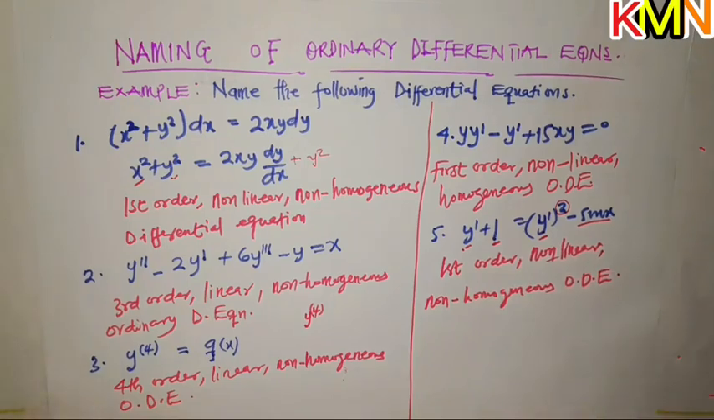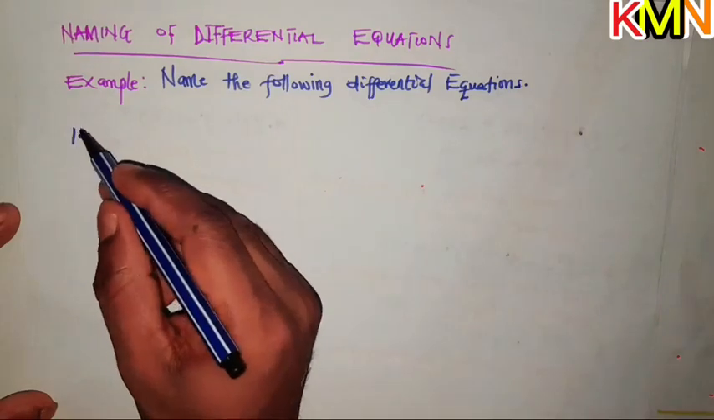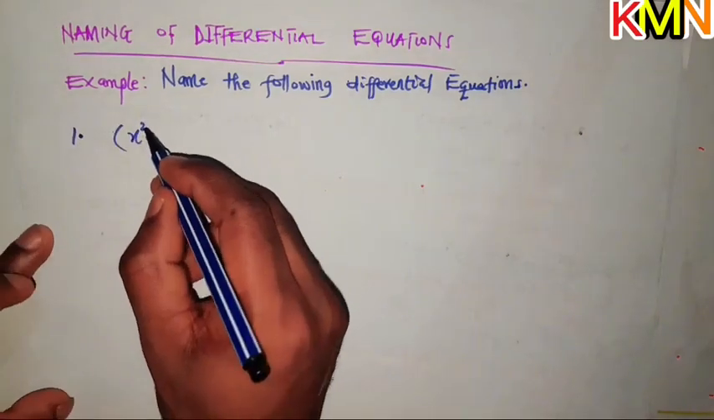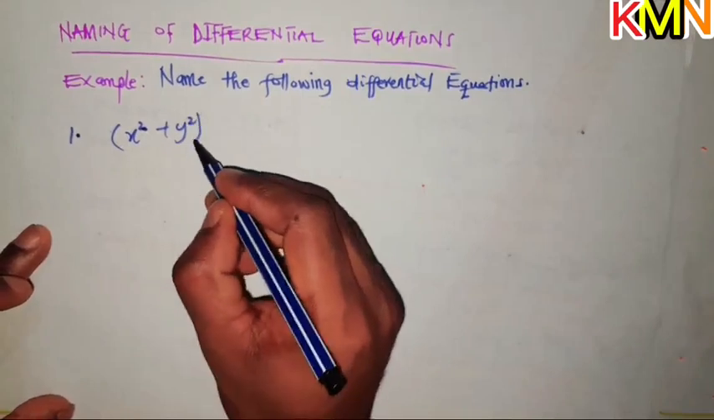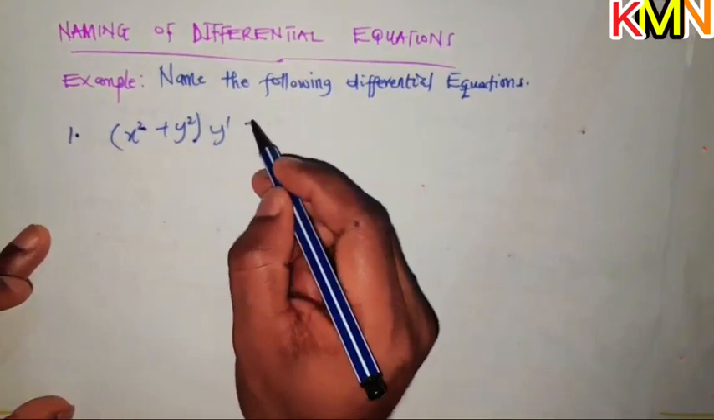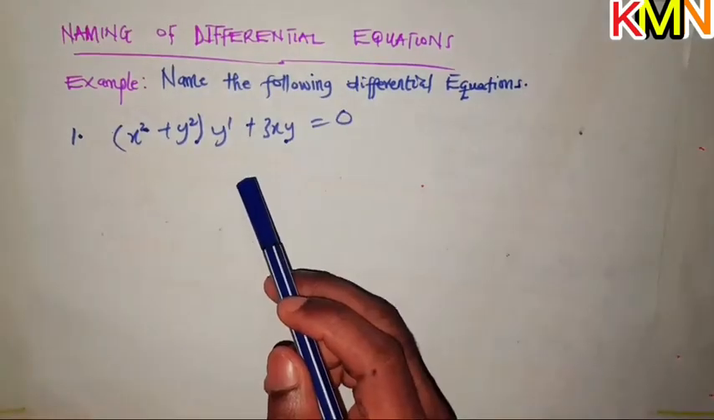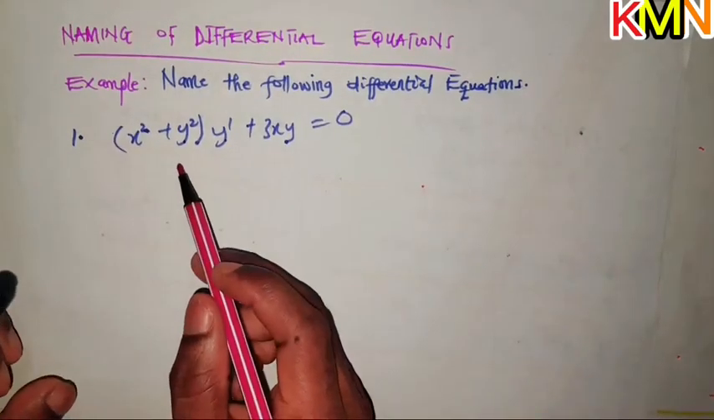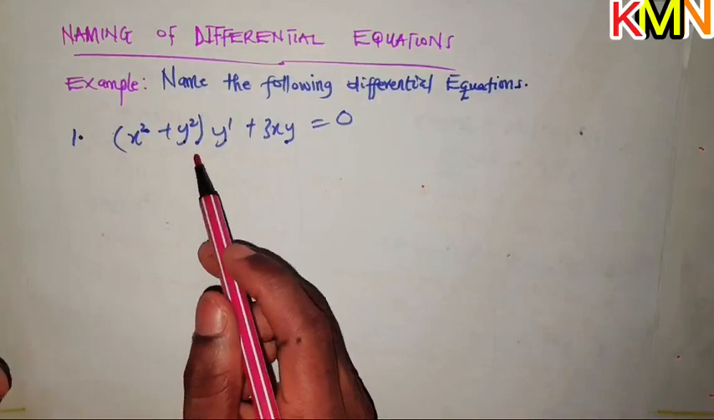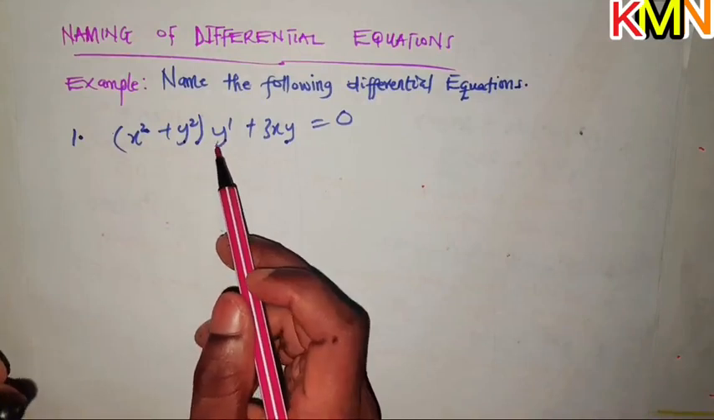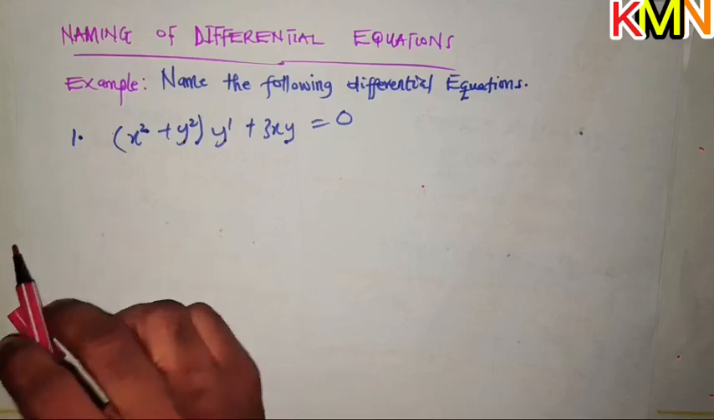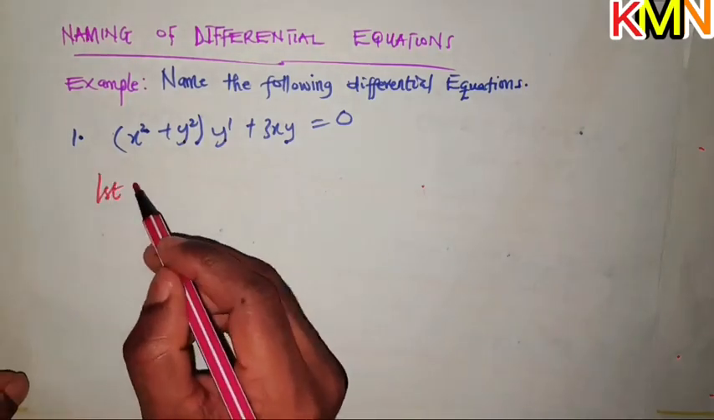So you see, this is very simple concepts. Try this for me. Try this. Pause the video and then try your hands on that. So first of all, let's check the order of the differential equation, and you can see that the order is what? First order. So this is first order.